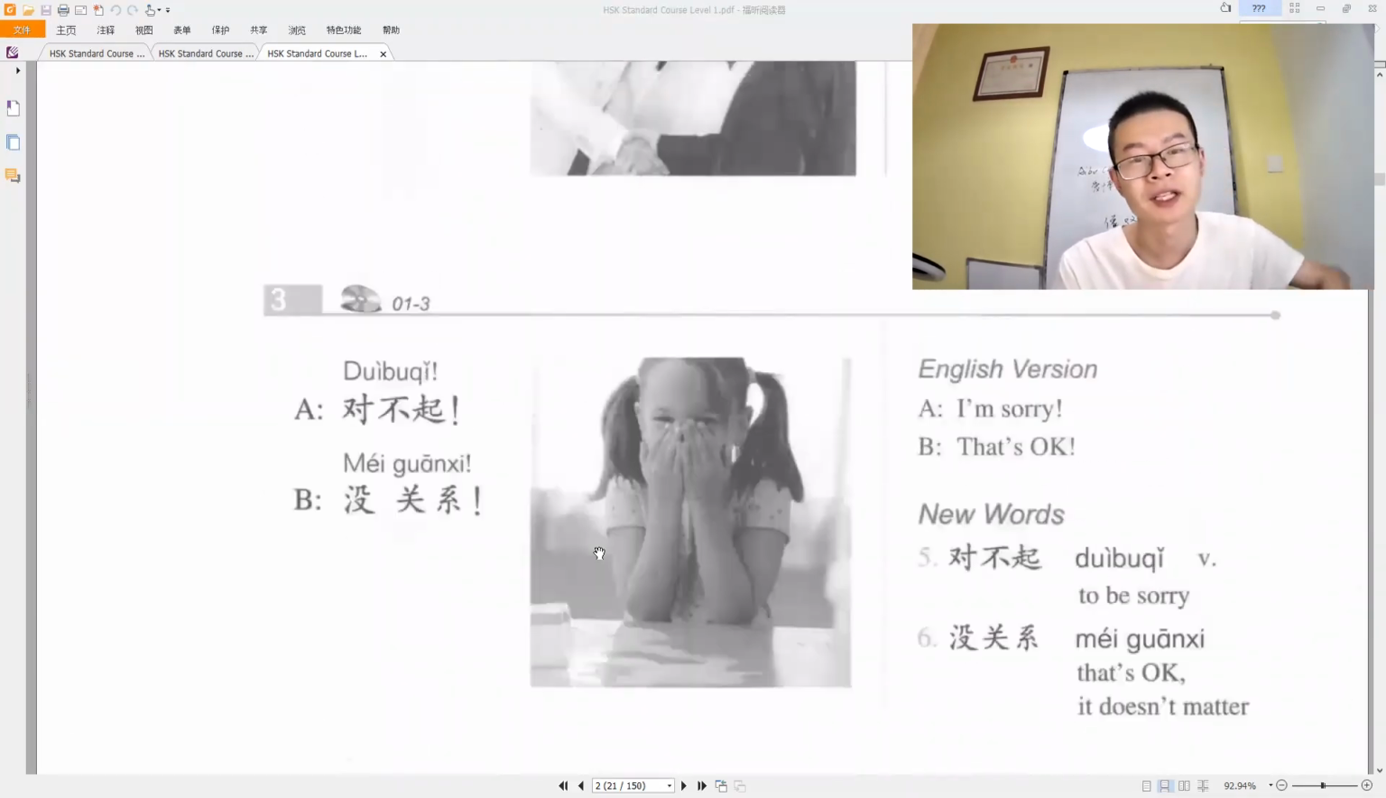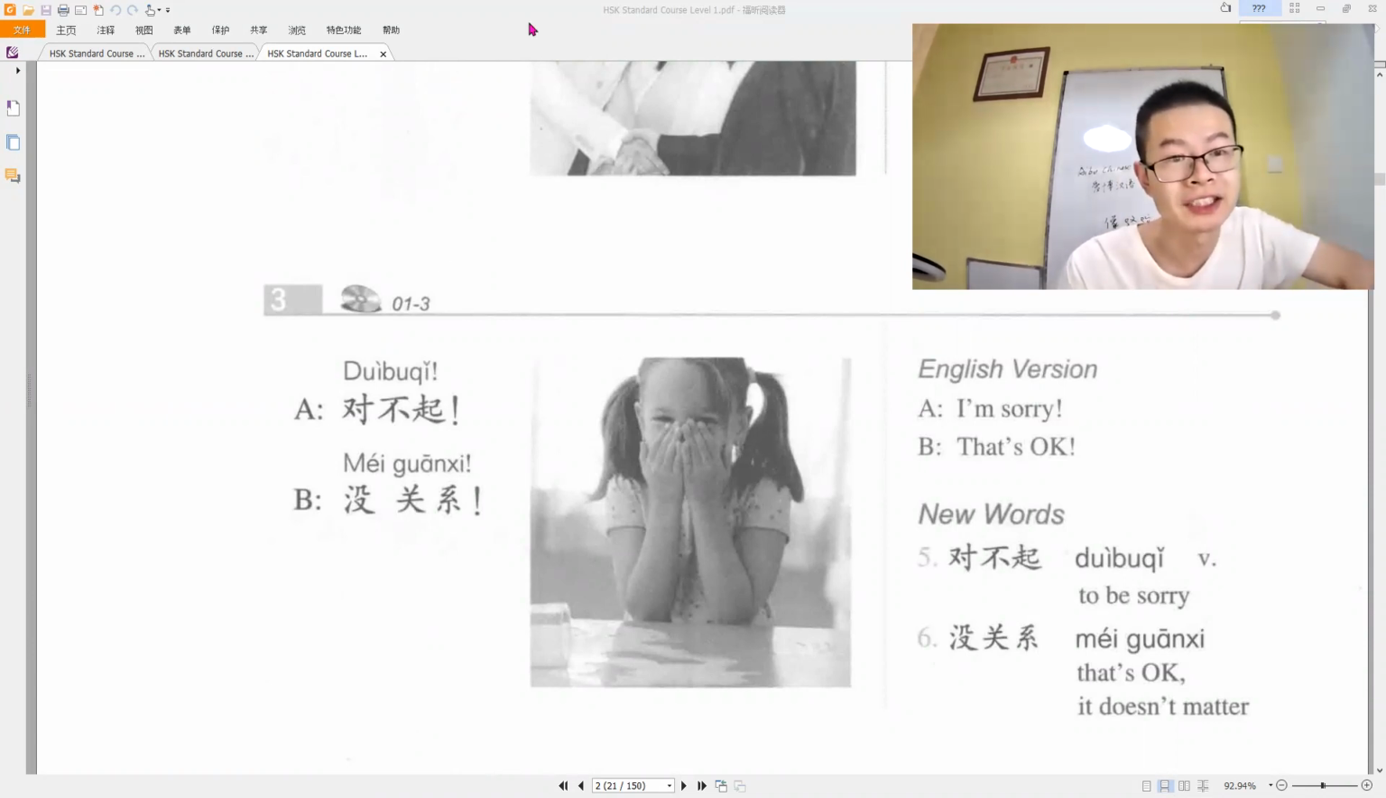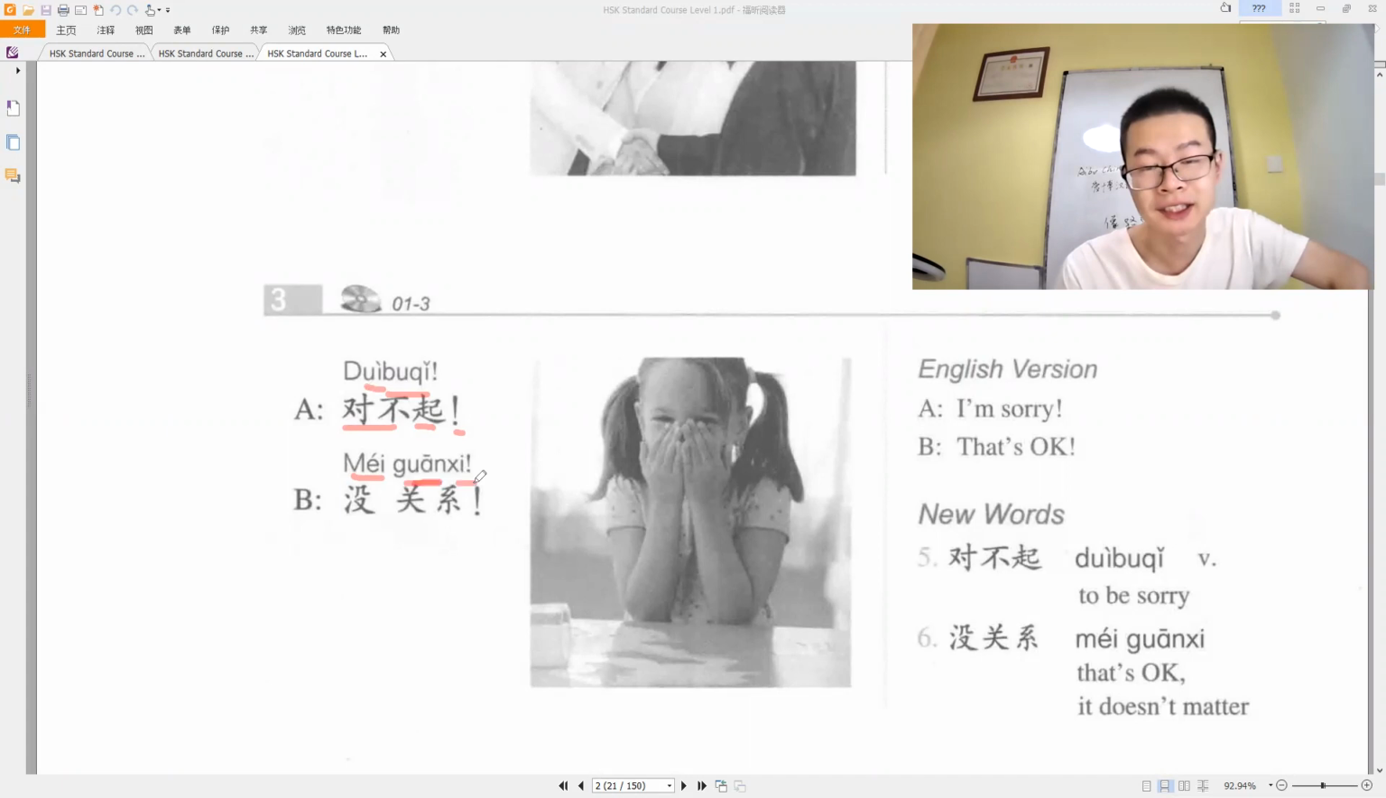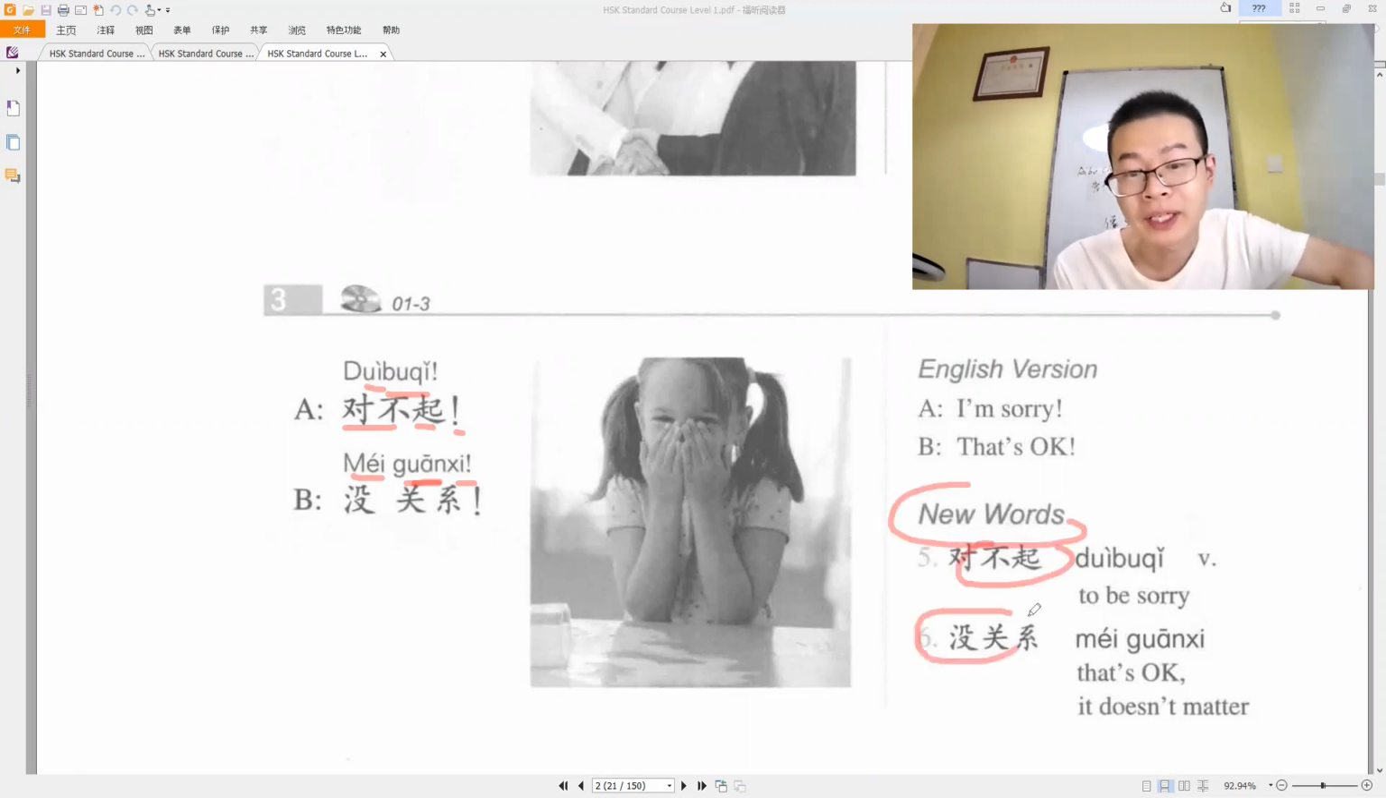Okay, text three. When I apologize or say to someone I'm sorry, in Chinese it's 对不起. 对, first tone, 不, 对不起. 对不起, sorry. 没关系, that's okay, it doesn't matter. That's text three.